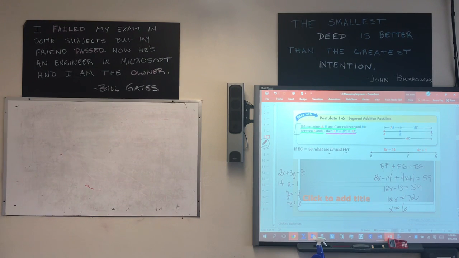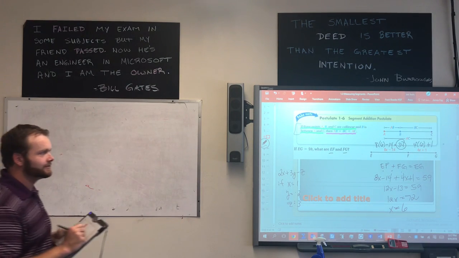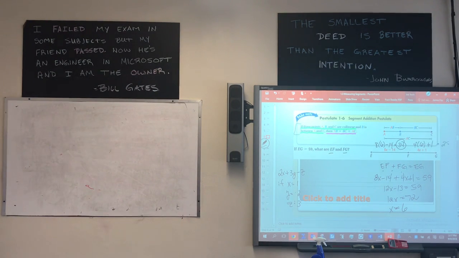So now we've got to take this x equals 6 and plug it back in. So now I'll have 8 times 6 minus 14. What's 8 times 6? 48 minus 14? 34. So 34 is EF. Okay? I want to then do the same thing here for 4x plus 1. So I've got 4 times 6 plus 1. And that gives me 25.